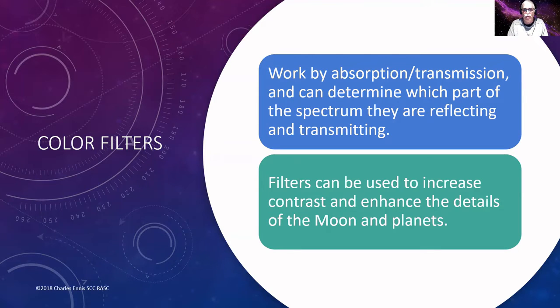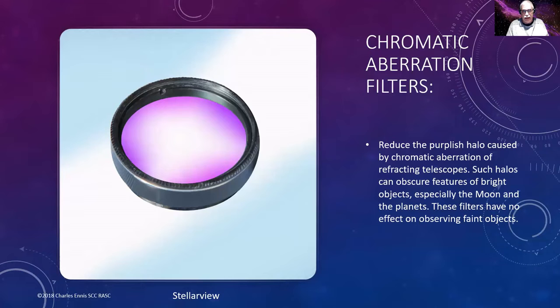They can determine which part of the spectrum we are reflecting and transmitting, and they can be used to increase contrast and to enhance the details of the moon and planets. So there are chromatic aberration filters. These are the sort of things you use to correct chromatic aberration in a refractor telescope. It reduces that purplish halo that you get because of that aberration. And these can obscure features of bright objects, especially the moon and planets. So they are useful for that.